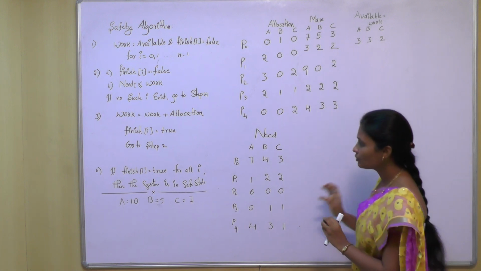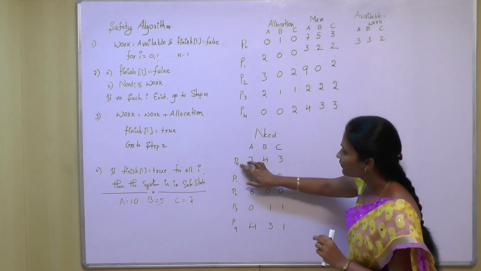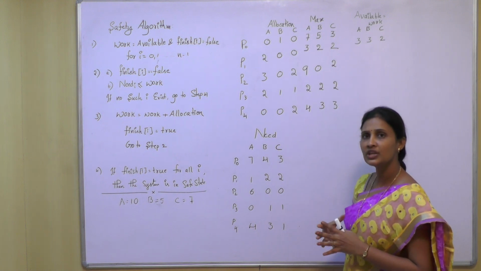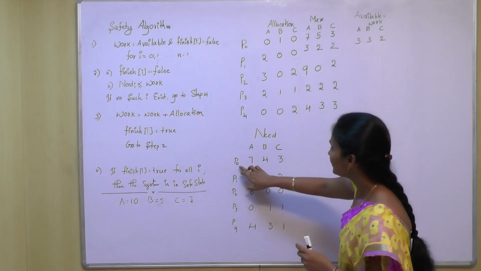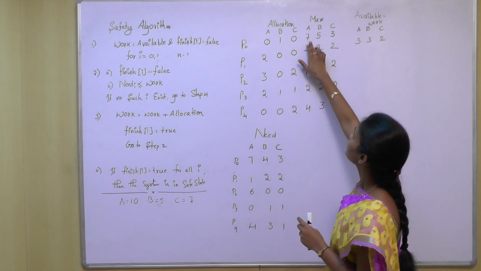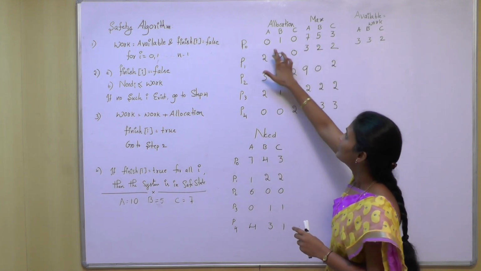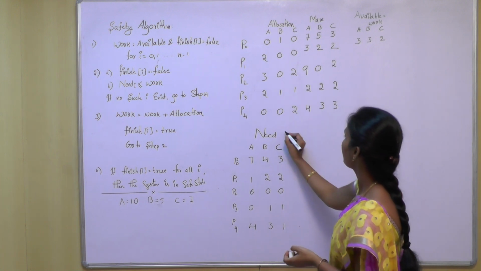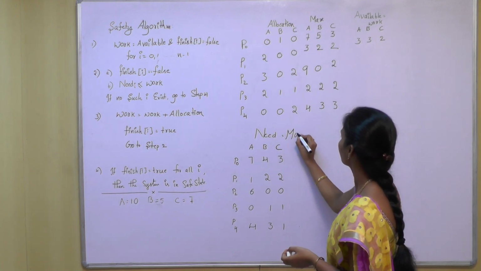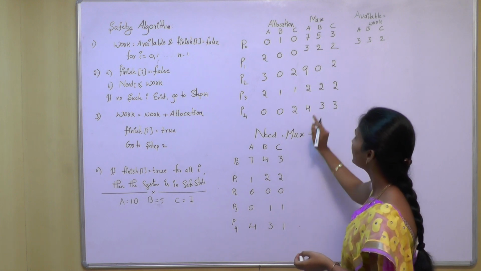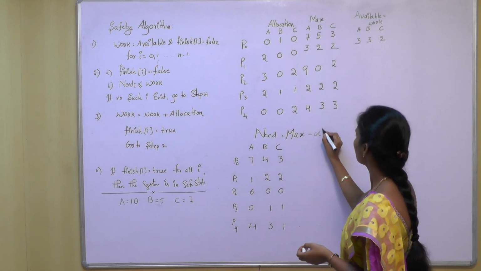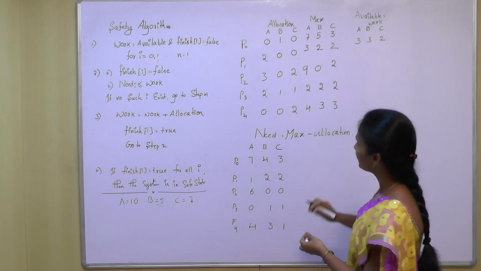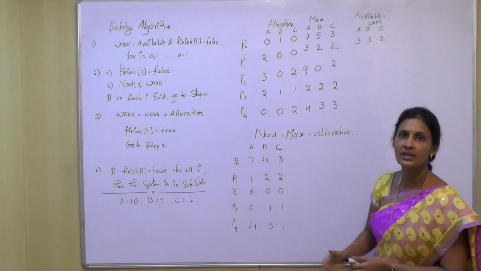Now we need to know the maximum need of each process to finish the execution. How will we get that need of each process? We will get the need of each process by the maximum demand of each process minus allocation. Okay, the max minus allocation, this maximum demand of each process minus allocation will give the need of each process.